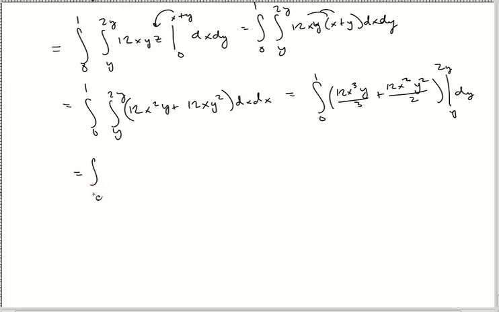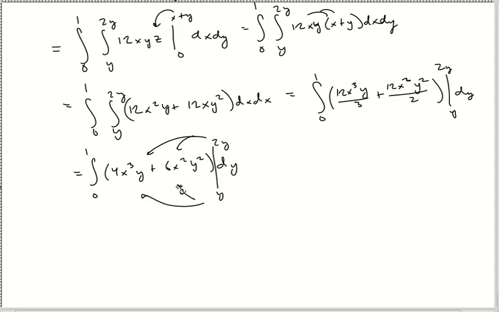You can simplify that just a tiny bit, make it look a little bit more presentable. 4x cubed y plus 6x squared y squared dy, again from y to 2y. Plugging in my y's there into the x. And so you'll get a big ol' mess. I'm just gonna go another line here because this is gonna be really big.